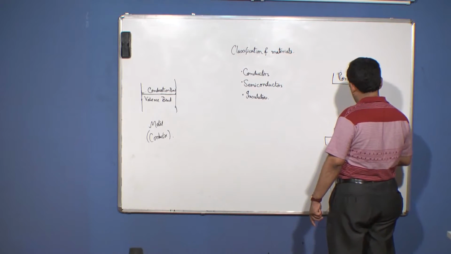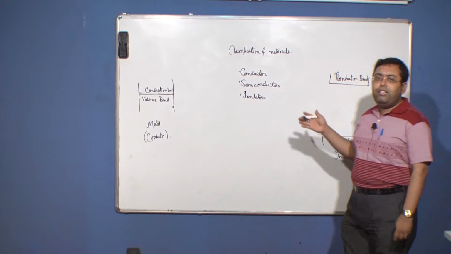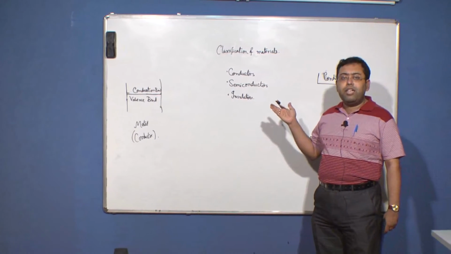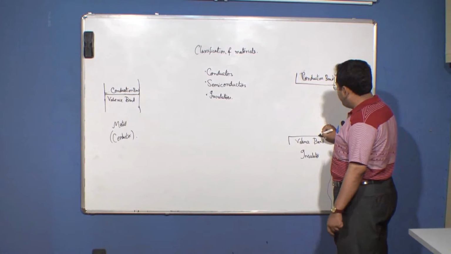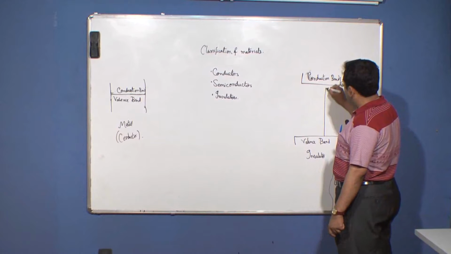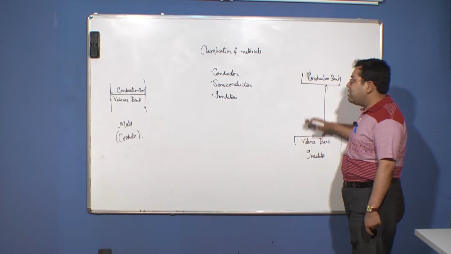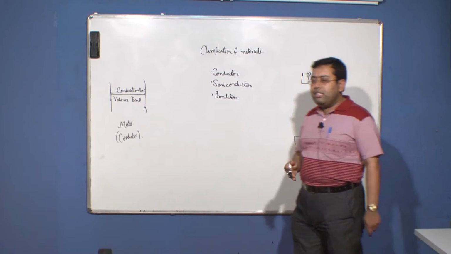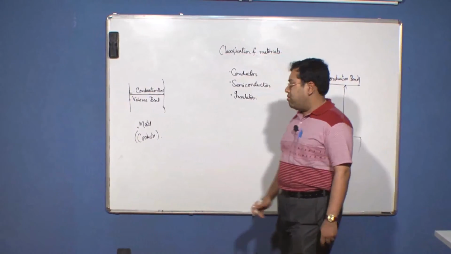Typically, this band gap is as high as 9 or 10 electron volts or even more. So, this means that you have to supply a very large amount of energy to promote an electron from the valence band to the conduction band and ensure conductivity of the insulator.